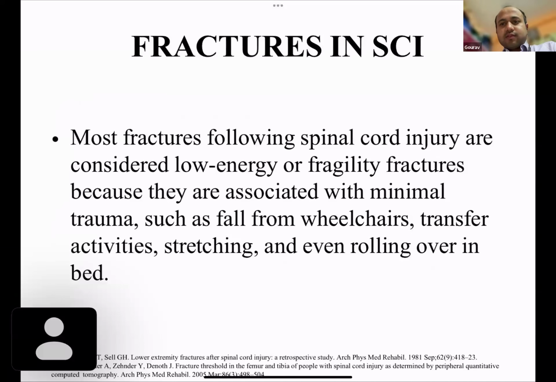Now coming to the fractures. Most fractures following spinal cord injury are considered fragility fractures, also called low energy fractures. Because they are associated with minimal trauma, most of the time they remain unnoticed, and they occur while transferring from the wheelchair and during stretching or exercise. As the patient does not have sensation, they hardly complain of pain. So there will be swelling at the site, and you have to be very vigilant to identify any imminent fractures in spinal cord injury patients.